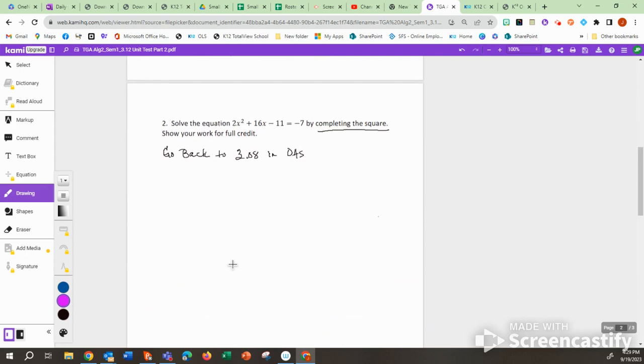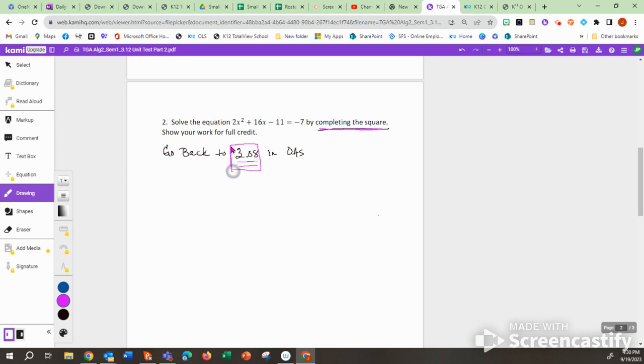For number 2, I'm not going to really work one of these out. I'm going to suggest that you go back to section 3.08. And I'm going to point out that this is not asking you to solve by factoring. It's asking you to solve by something called completing the square. So that was taught in section 3.08 in your OHS.